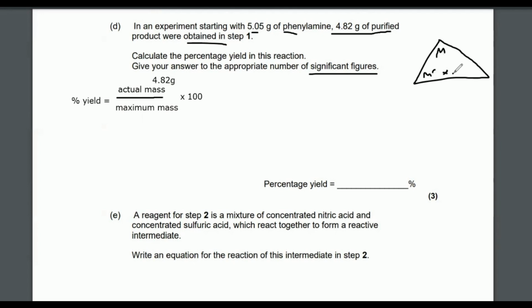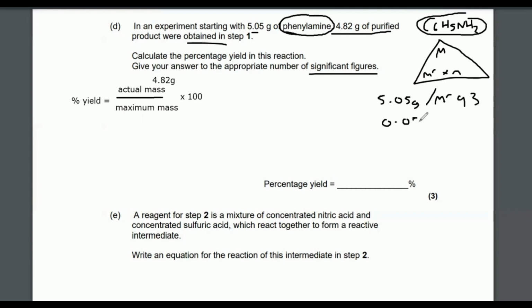We need to find out the maximum mass of purified product we can get. So we're going to need to use mass over MR times moles. We started with 5.05 grams of phenylamine, so we can find the moles of phenylamine by doing 5.05 grams divided by the MR. Now, what's the MR of phenylamine? Well, it has the formula C6H5NH2. So add that all together and you'll get 93. So we want to do 5.05 divided by 93, and that's going to give us 0.0543 moles. And that's going to get you your first mark.